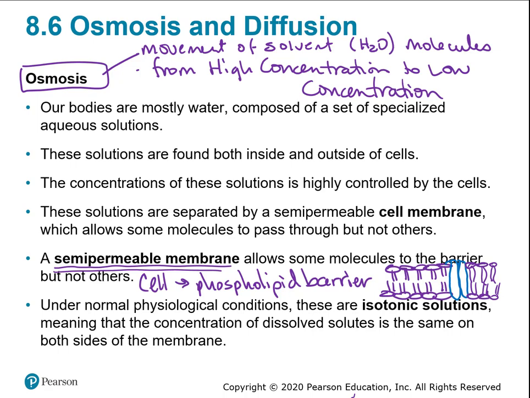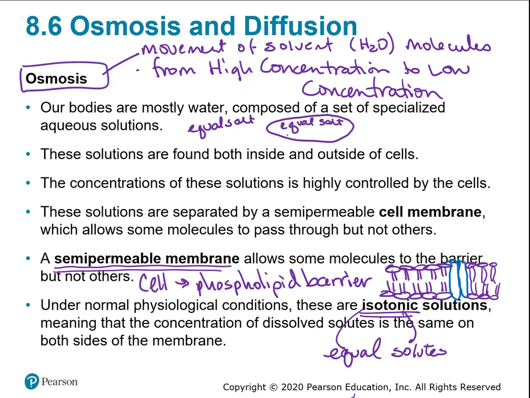So if we have a cell where the salt concentration inside and outside of the cell is the same, they call that an isotonic condition. The term iso means equal. The term tonic actually means solutes. So isotonic is when you have equal solute concentration in and out of the cell. If we have equal salt in and out, then that means that we have equal water. So water doesn't have to go in and out because they're already balanced.